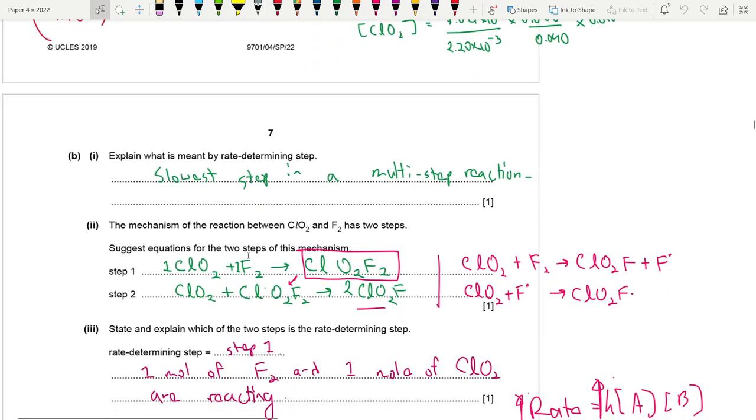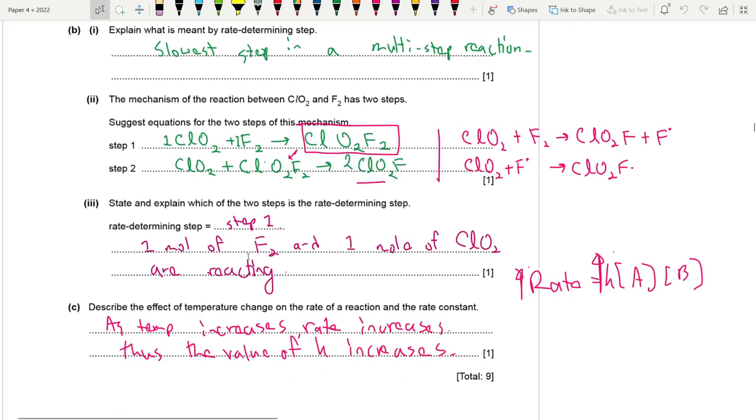What is meant by the rate determining step? So it is the slowest step in a multi-step reaction. Okay. For example, in SN1 reactions, we have two steps. In nucleophilic substitution SN1, we have two steps, but the first step is slower. So that is the rate determining step. Okay. So the mechanism of the reaction between ClO2 and F2 has two steps. Suggest equations for this. So we had two options.